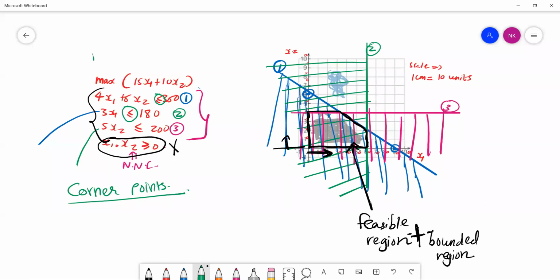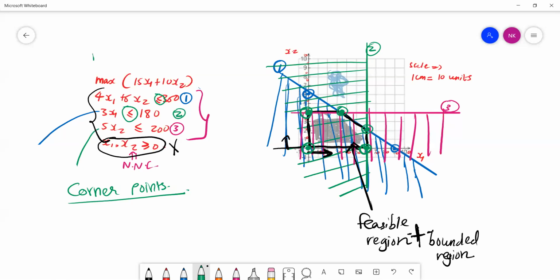Corner points. So the corner points are these, all the points. If I can just draw with the green, these are all the corner points which are lying in the corner of the region. These are lying on the corner of the region. The corner points are the ones lying on the corner of all the regions.